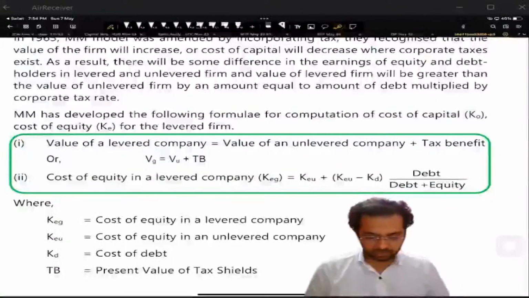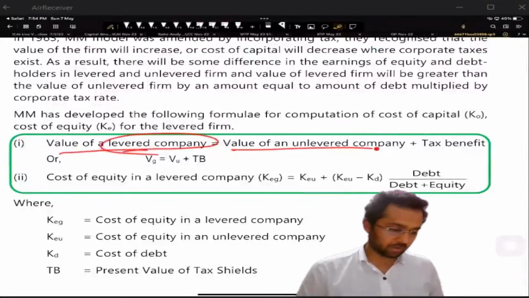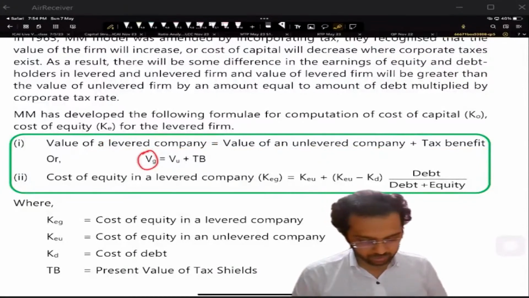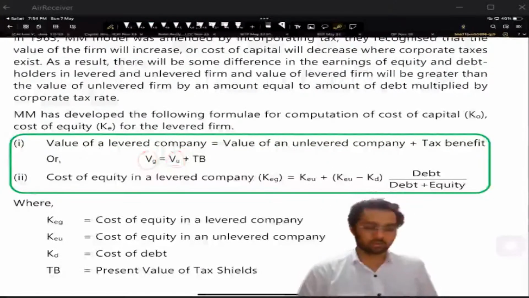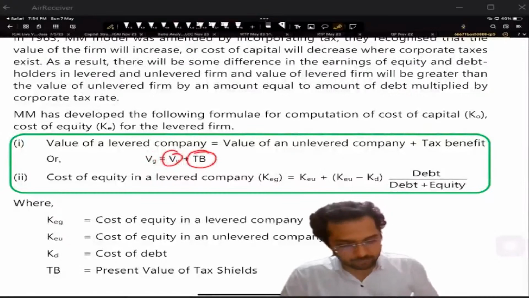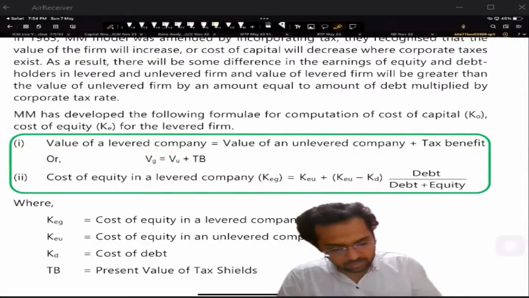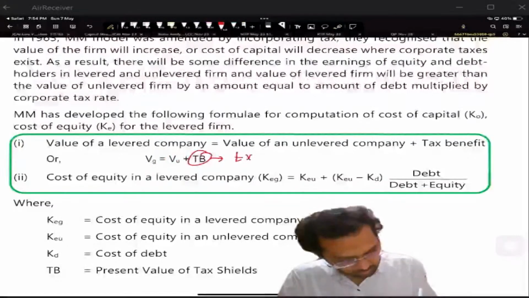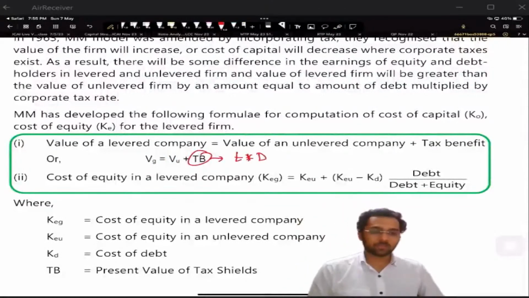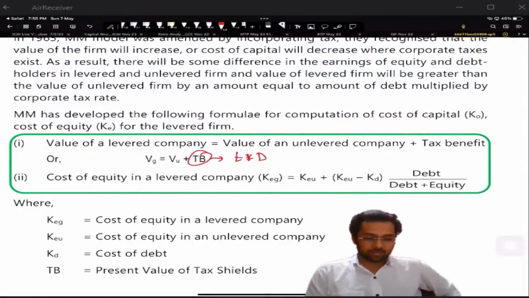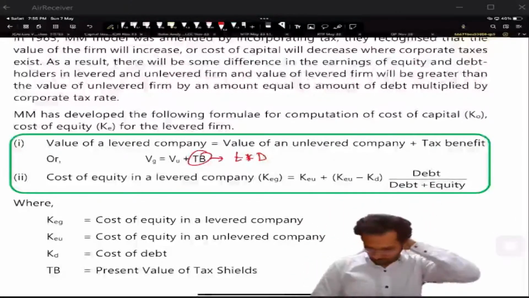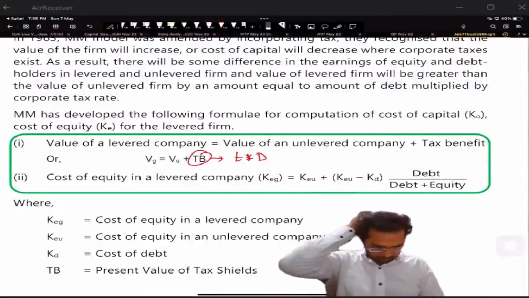Guys, we have seen this formula. Value of a levered company will be value of unlevered plus tax benefit. Basically, value of a geared company will be equal to value of an ungeared company plus tax benefit. And we know that this tax benefit essentially is tax rate into the value of debt, right?